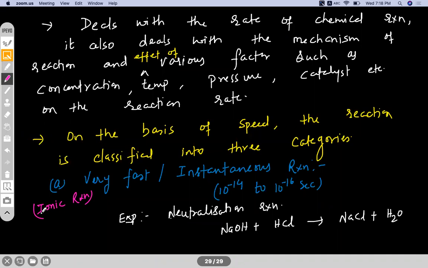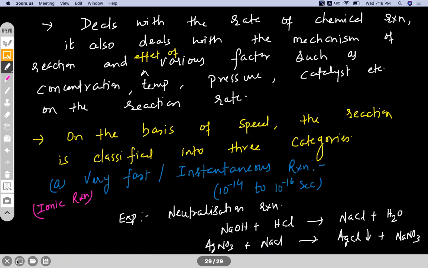Precipitation reaction also comes into this category. For example, if you have AgNO3 reacting with NaCl, then AgCl precipitates and we get NaNO3. So all these come under the same category: very fast or instantaneous reaction.